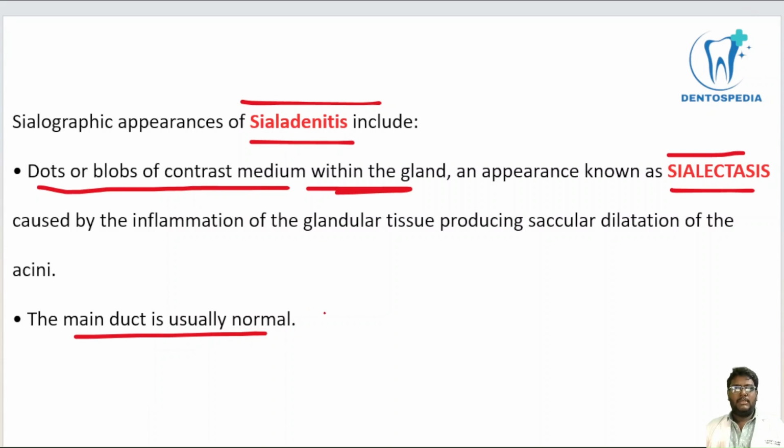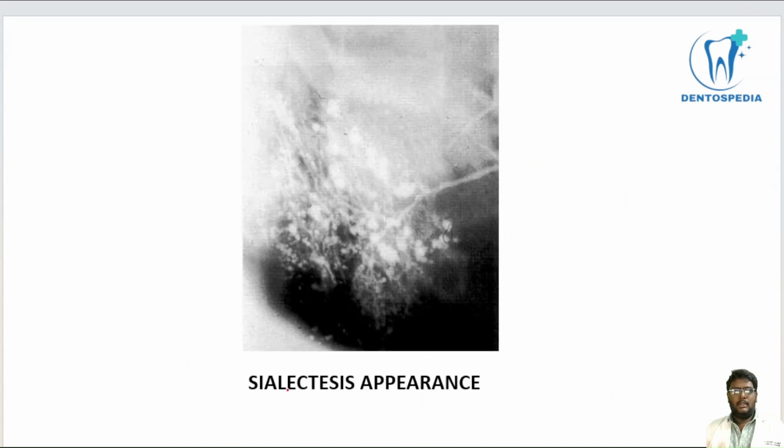Here the inflammation lies in the gland, right? So the duct will be free of inflammation, and the duct will be normal in radiographs. In the gland you can see the inflammation, and because of the inflammation there will be dots of contrast media within the gland. That appearance is called sialectasis. You can see these tiny dots within the gland. That appearance is called sialectasis.